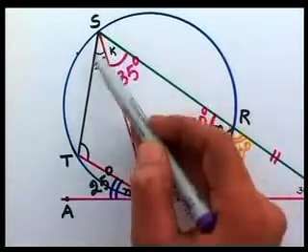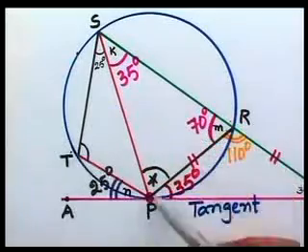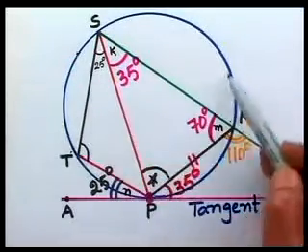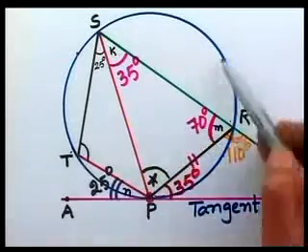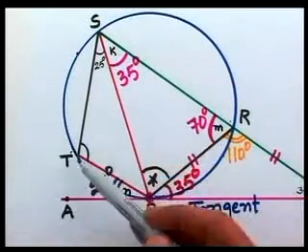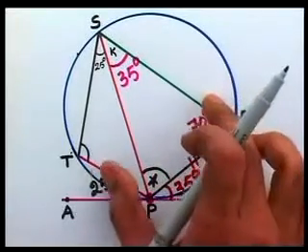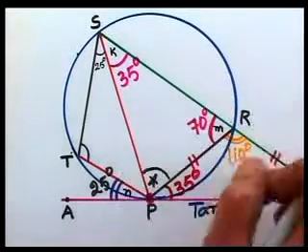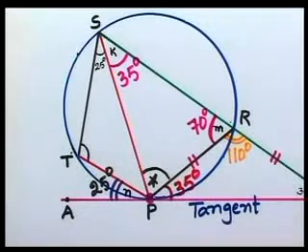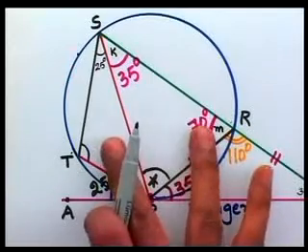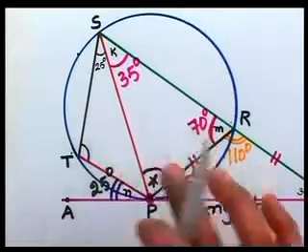STPR, it's a quadrilateral and a circle is passing through the four corners. The blue circle is passing through T, P, R, S. What kind of a quadrilateral is this? It's a cyclic quadrilateral. Now, what is the importance? What do you know about a cyclic quadrilateral?